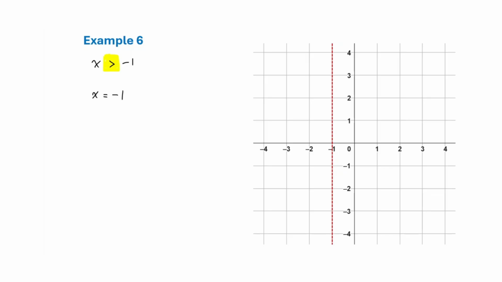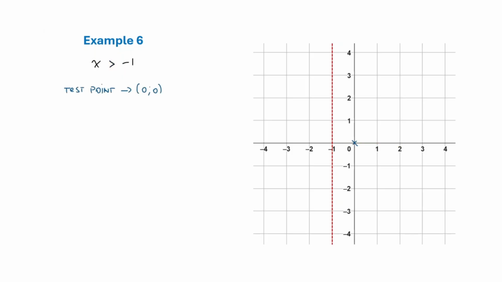The original inequality is greater than. There is no equal to, so we use a dashed line. Similarly to the previous example, we can reason directly from the inequality. We need the region where x is greater than -1. This means the region to the right of the boundary line.